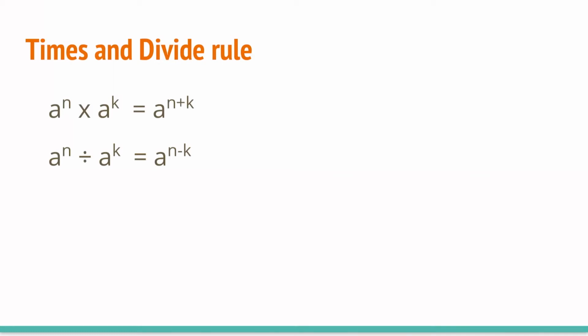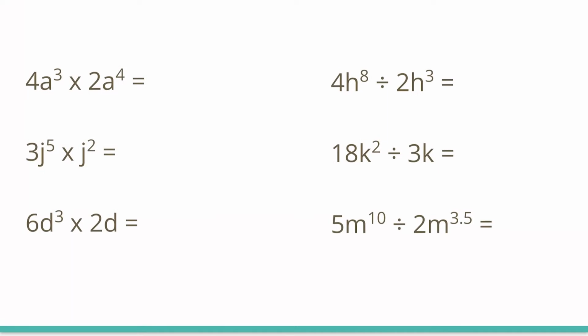So on this one, we're looking at indices, and we've got lots of different rules involved with indices. The first one is if you're timesing or dividing two numbers together, you have to have the same base number, which means the same larger number. And if you do, then you can add together the indices if you're timesing, and you can subtract the indices if you're dividing. So as an example to those, this first one I'm timesing.